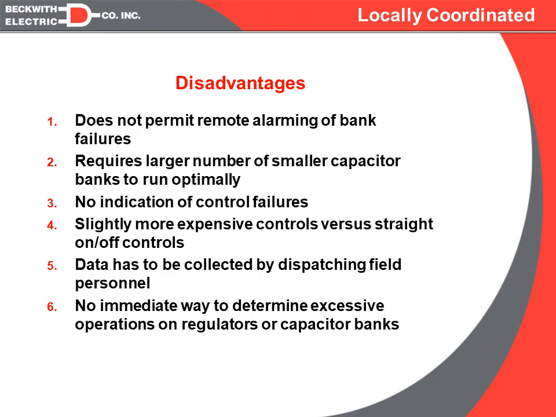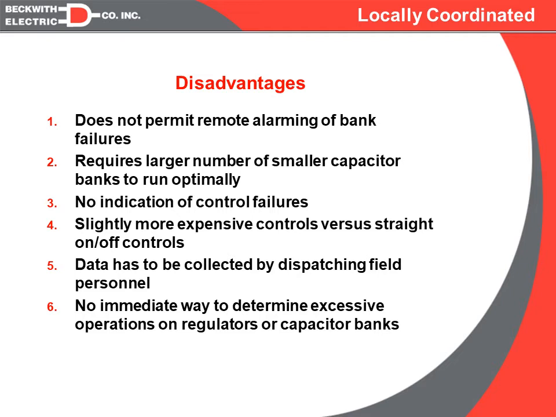The disadvantages are, because we do not have any communications, we cannot really report back any failures to the capacitor bank. So neutral current is typically not used in this type of application, because if we do detect neutral current at the local site due to a failed can or a failed switch or a blown fuse, there's no way to remotely raise your hand and report that. We also have no indication of control failures.